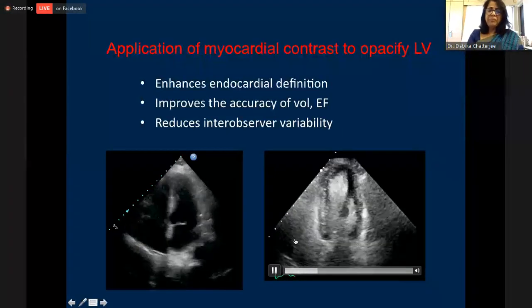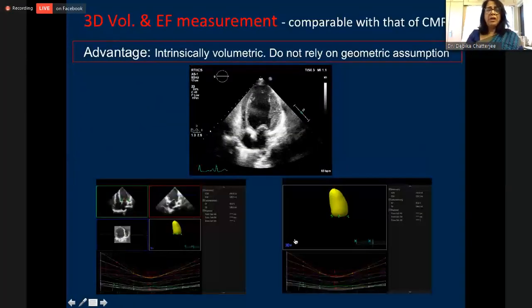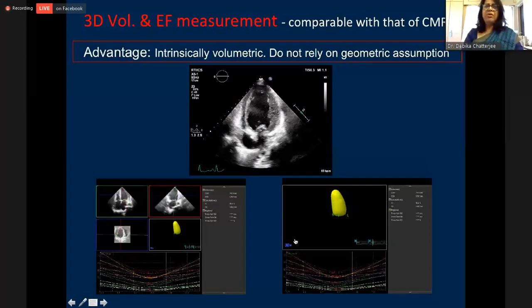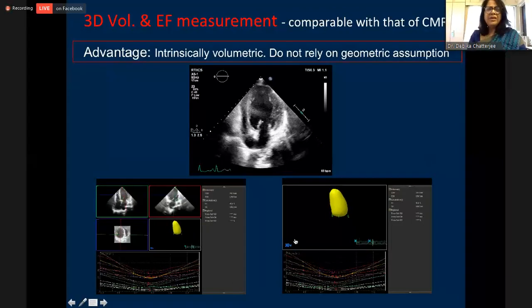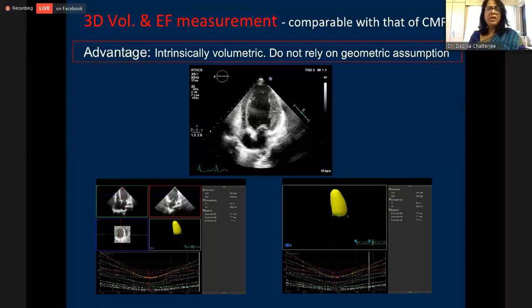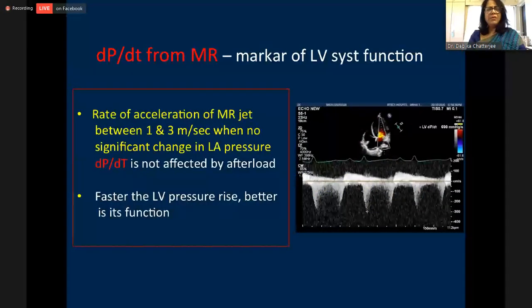So now the best method for assessment of volume and ejection fraction is three-dimensional echo. It is comparable with cardiac MRI, and the advantage is that 3D echo is intrinsically volumetric. We do not have to rely on geometric assumption, and that is why we can use the LV volume and EF measurement from 3D echo.